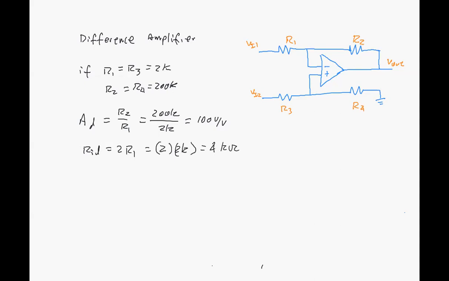And R out, because we have an ideal op amp here, the output resistance is 0. So that's good. And the common mode gain is 0 for this ideal case as well. But what if we have 1% value resistors? That is, they're really plus or minus 1%.